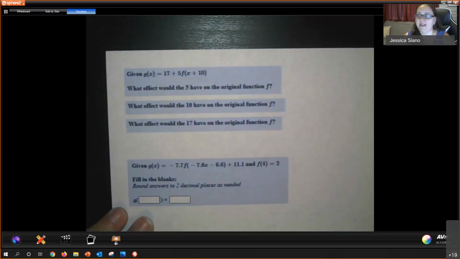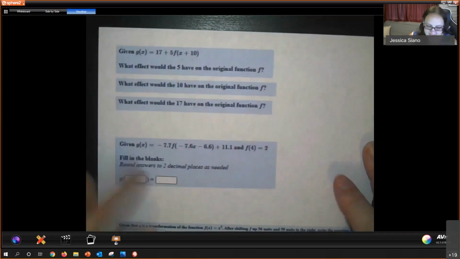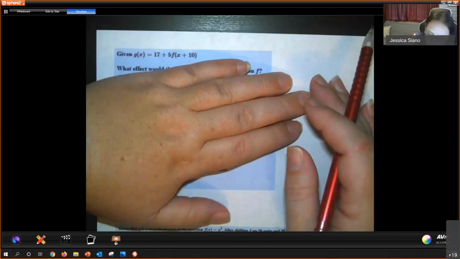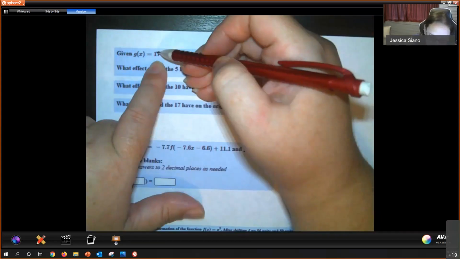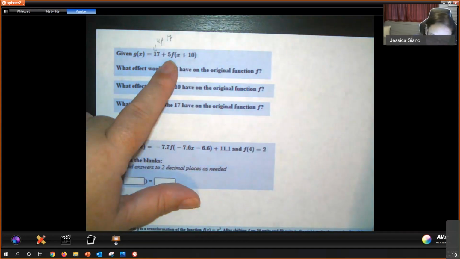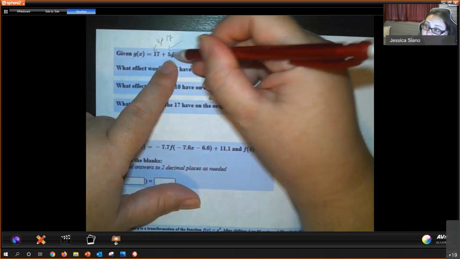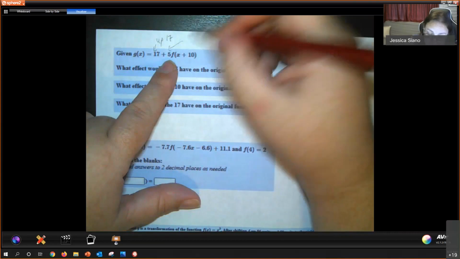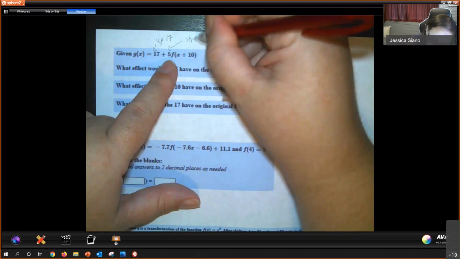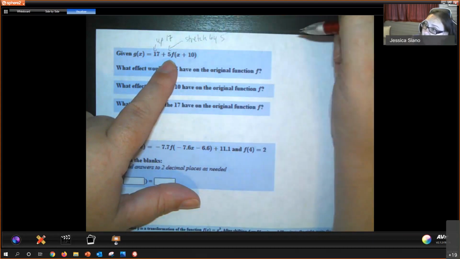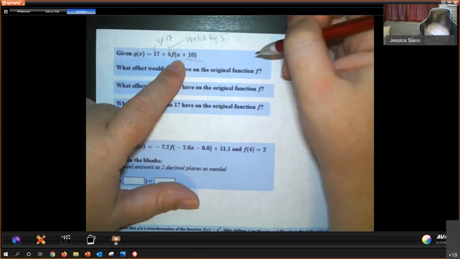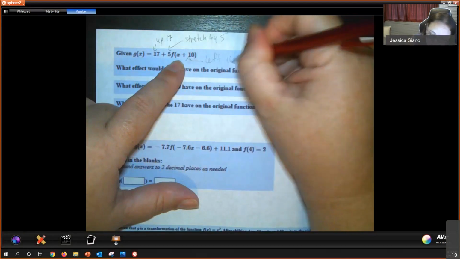And then this next set. So here we have a 17. Before I even look at these, I want to talk about what each one of these does. So this is a 17 on the outside. So this tells me it's going to move up 17. This 5 on the outside that's being multiplied is either a shrink or a stretch. Because 5 is greater than 1, it is a stretch. So we would stretch by 5. And this plus 10 on the inside of the parentheses, that would be horizontal change. It would shift left 10 units.